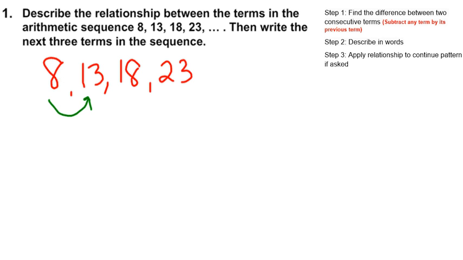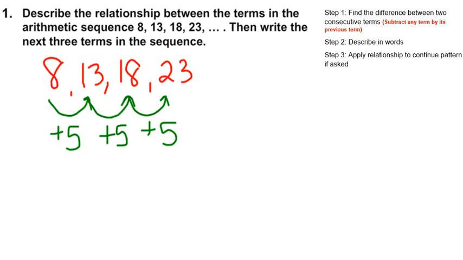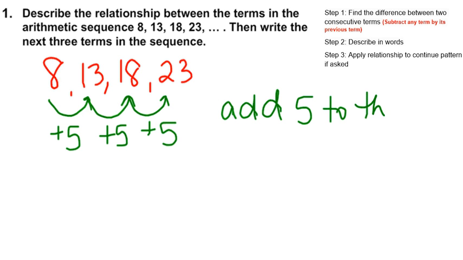So we're going to have to subtract the term by its previous term. So we're going to say 13 minus 8. How much did that change? Well, it changed by positive 5. So you added 5 to 8 to get 13. You're going to do the same thing from 13 to 18. Well, 18 minus 13 is 5, so you added 5 to that. And then from 18 to 23 is the same thing. You added 5 because 23 minus 18 is 5. So now they're going to ask you to describe it in words. So you're going to say add 5 to the previous term.